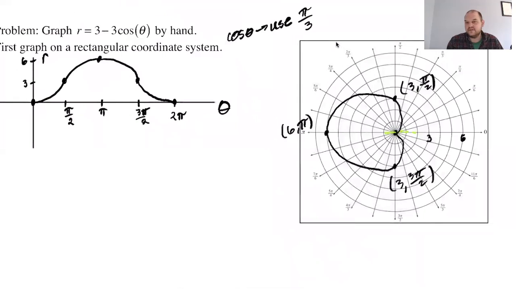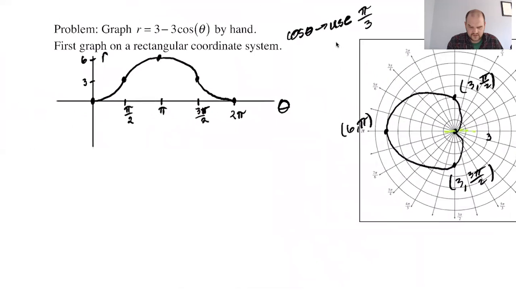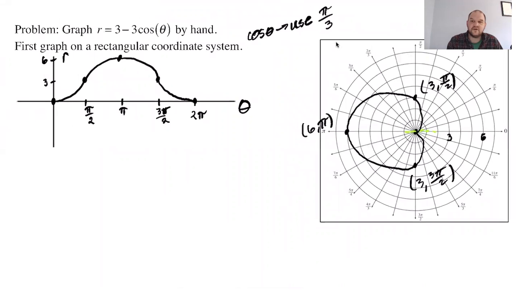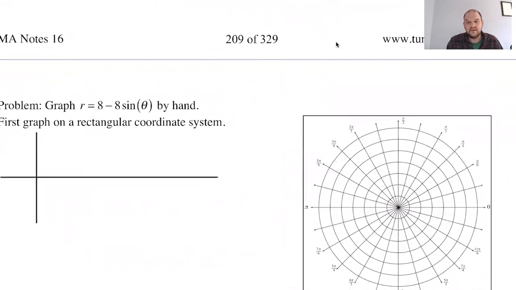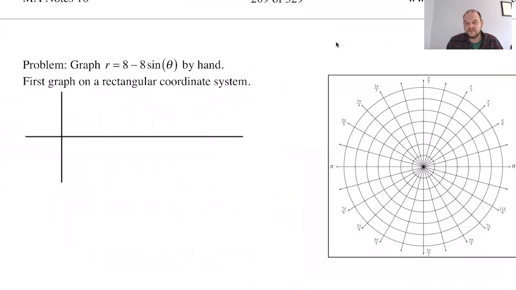So what I'm going to do is move on to the next one. The key points on the rectangular graph become the key points on the polar graph. And it's just like new graphs that you need to learn, right? At some point in your life, you didn't know what a quadratic looked like. You had to learn that. At some point, you didn't know what a line looked like. I mean, you knew, but you didn't know the equation and all.